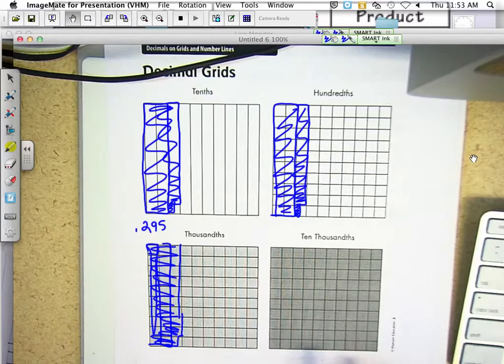Done. 2 rows. You're doing the exact same thing every time, right? It's just that inside each one there are tinier pieces that represent it. Now, this is 295 out of 1,000. How many did I shade out of 10 up here? How many rows did I shade out of 10?